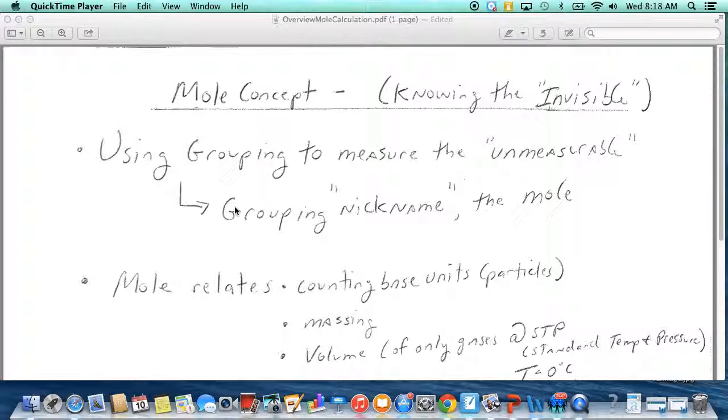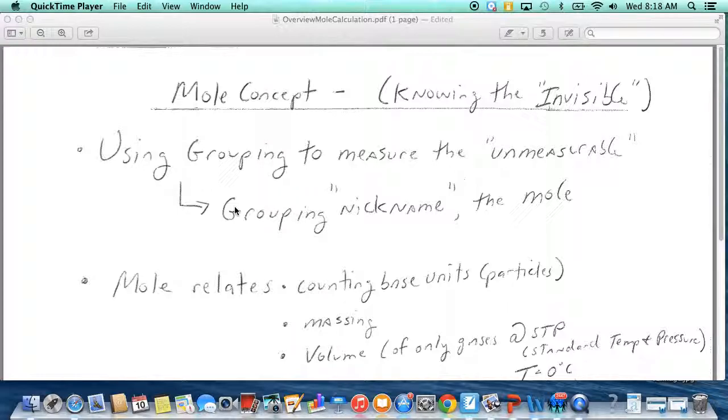The group number, as in how many of these base particles we need to group together to be able to do this, is 6.02 times 10 to the 23rd particles. That number is called Avogadro's number because the concept of the mole started with a man named Avogadro in the 16 or 1700s. The name we give the grouping amount, 6.02 times 10 to the 23rd, is called the mole.